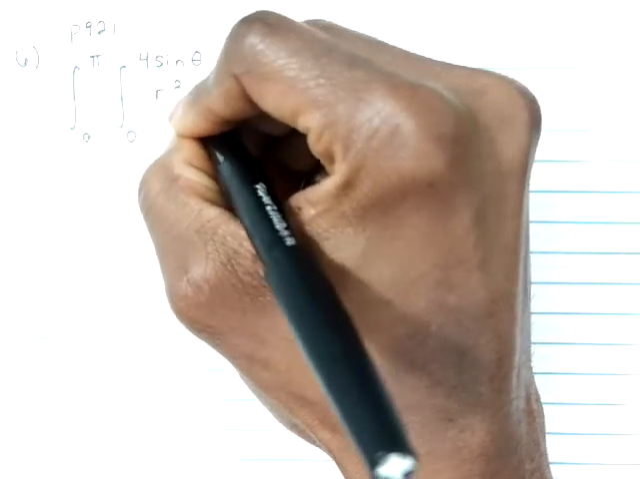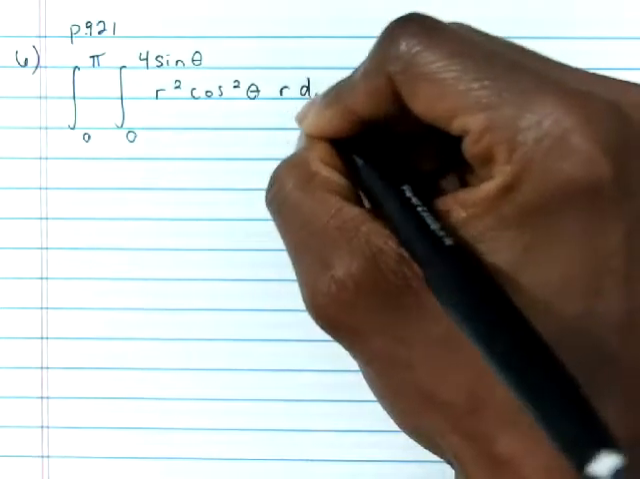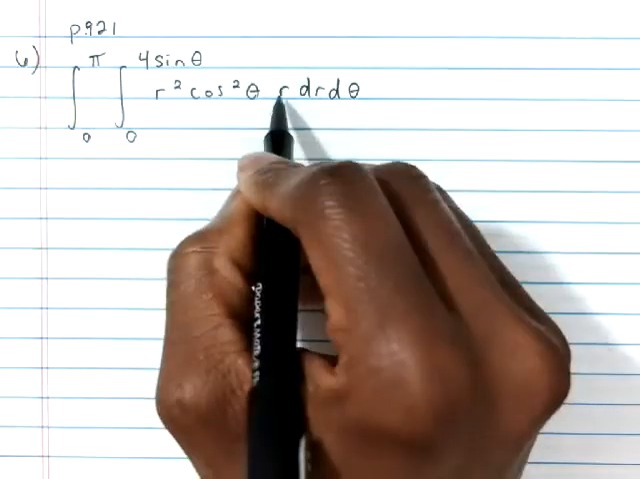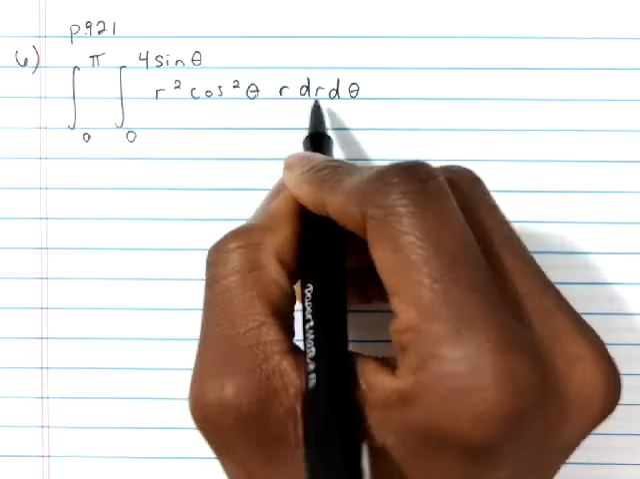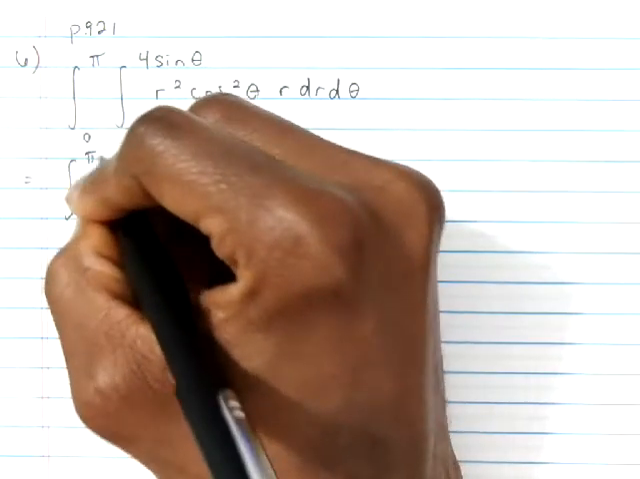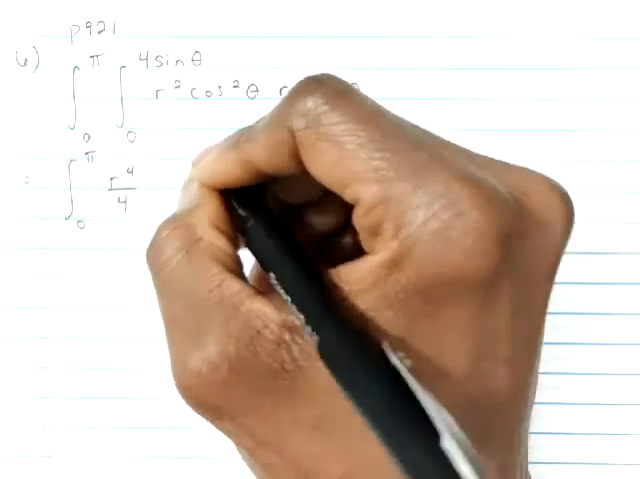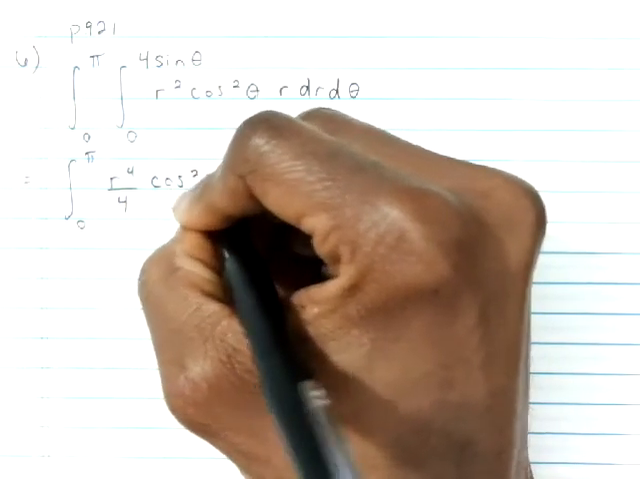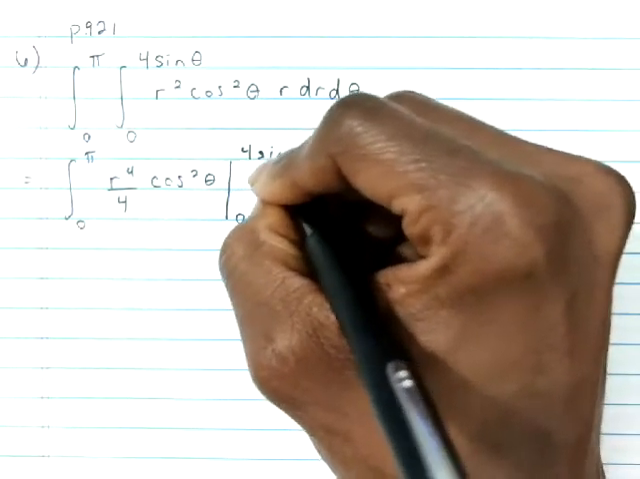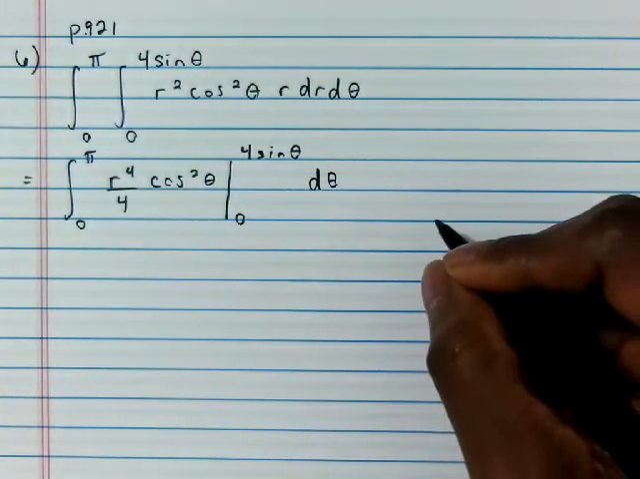So we had r squared times cosine squared theta times r dr d theta. So this is really r cubed here. When we integrate with respect to r first, we get the integral from 0 to pi of r to the 4th over 4 times cosine squared theta, and our bounds were from 0 to 4 sine theta. And then we still need to integrate that with respect to theta.